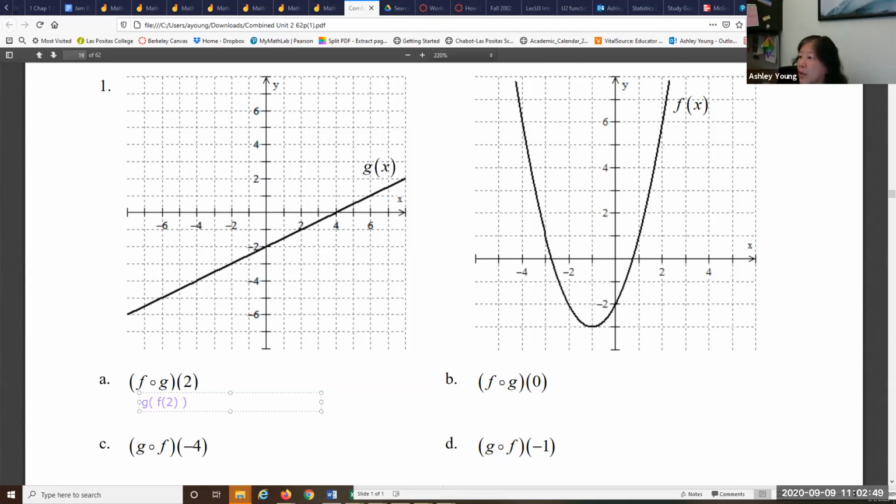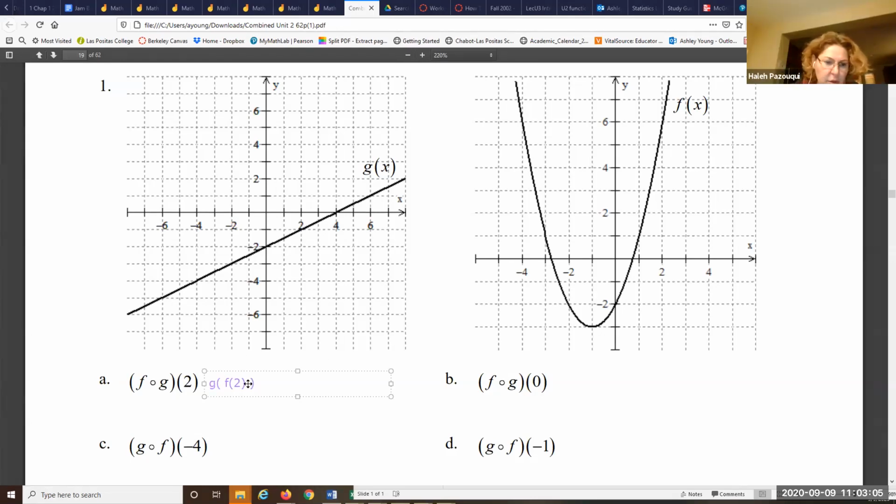Which I might write higher, so let's put this over here. And then find what f of 2 is. Oh, sorry, this is totally wrong. Let me delete that. Isn't it f outside, g inside? It's totally wrong, I'm so sorry. It is f of g of 2. That's okay.